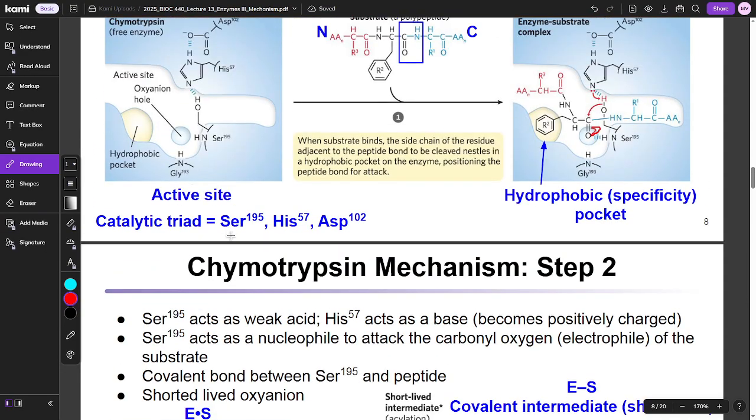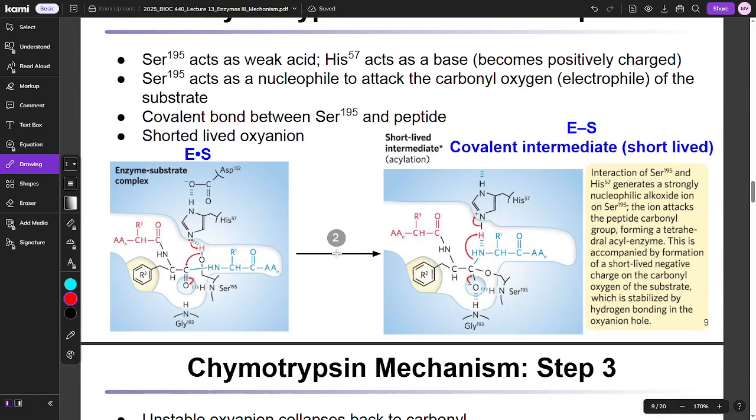And catalytic triad, by the way, just means which residues actually participate in the actual reaction. Okay, so now we have this covalent intermediate here, right? So notice, the only change that has happened here is that this serine, that's initially here, has now formed a bond here, right?